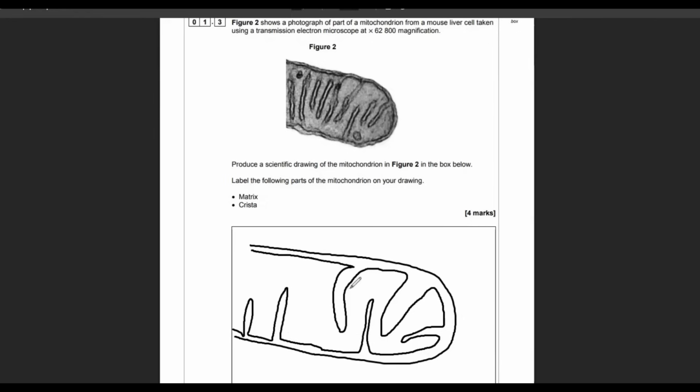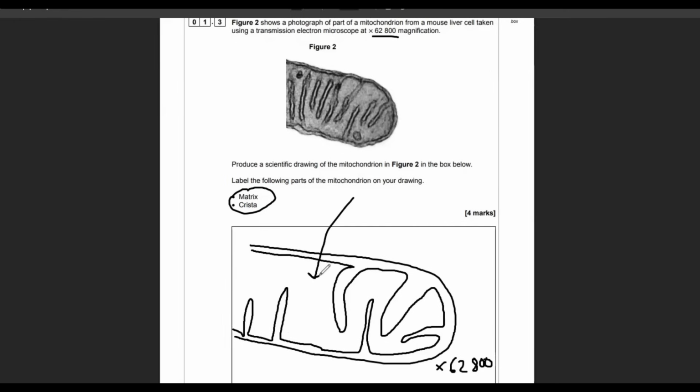Okay, what do I need to do? Right, so I've got no crossing, no shading. You've got to write the magnification when you're doing cell drawing. So 62,800. And then you need to label. So we need to label two things here. They want us to label the matrix and the cristae.